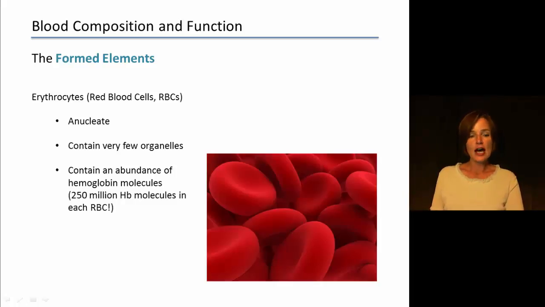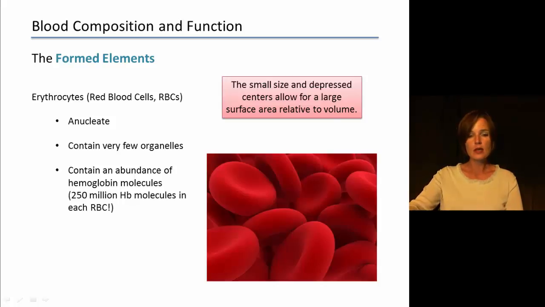And one of the reasons for that is that they have this big abundance of hemoglobin molecules. There are over 250 million hemoglobin molecules in every single red blood cell. So those are taking up the majority of the inside of the red blood cell. And the job of the hemoglobin is going to be to carry the oxygen, which is the primary job of the red blood cells. This specific shape that we have to the red blood cells, their small size, their depressed centers, this is going to allow for a large surface area, and that large surface area relative to volume is going to be good for the transport of oxygen.